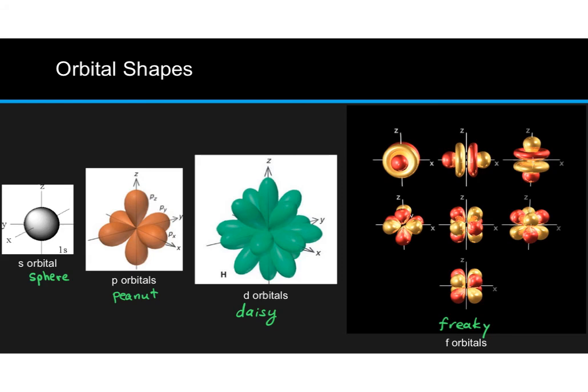It would be too complex to show all 7 f orbitals on one graph, and so here are 7 distinct possibilities for f orbitals. Notice that we form a pattern. There's 1 possibility for s orbital orientations, 3 for p orbitals, 5 for d orbitals, and 7 for f orbitals. As we increase this angular momentum quantum number, we increase the complexity of the orbital shape or box in which electrons may be contained.